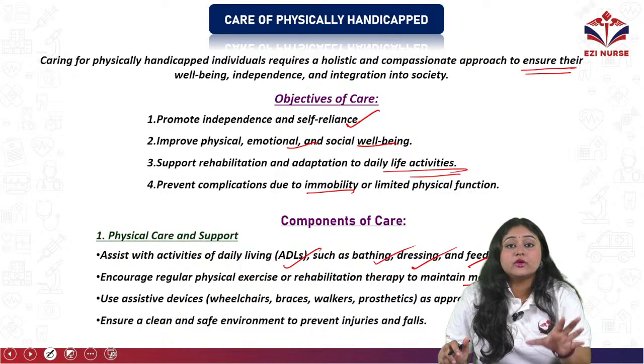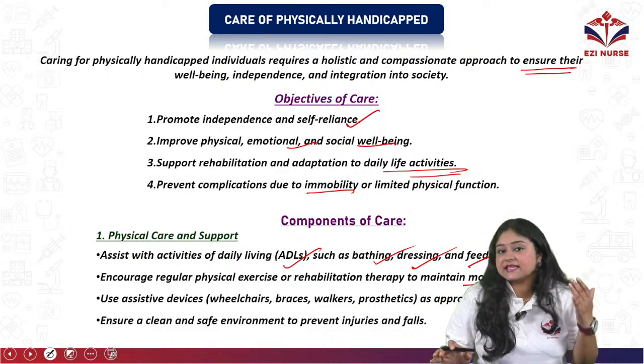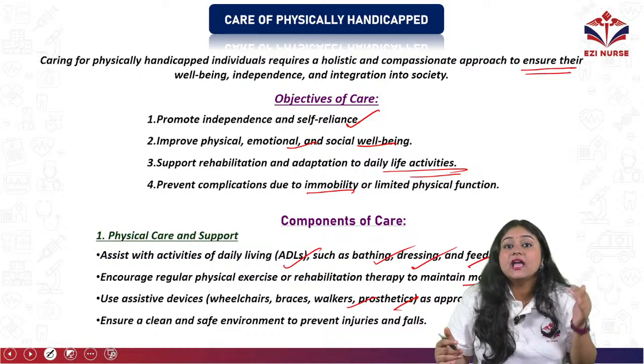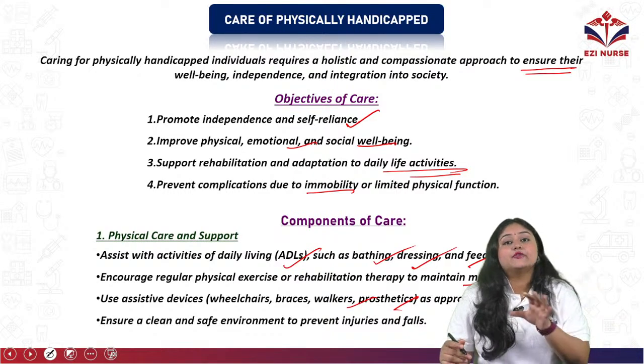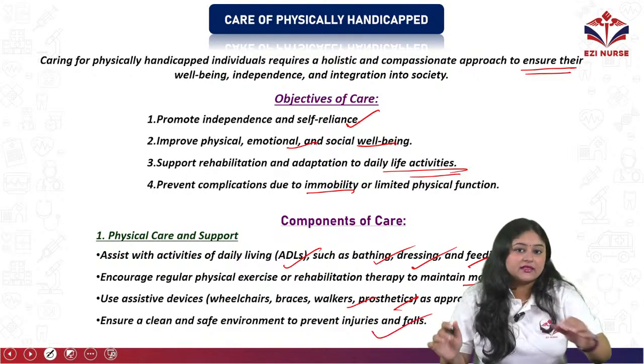So we have to use assistive devices for those patients who are not able to walk, for example wheelchairs, braces, walkers, prosthetics, etc., as per the patient's need. And also we have to ensure a clean and safe environment to prevent injury and falls.